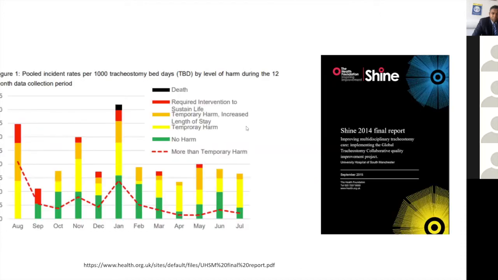Now, I wanted to bring in this 2015 publication of the SHINE document on improving multidisciplinary tracheostomy care. This is also related to the Global Tracheostomy Collaborative efforts. This is from England. What I wanted to highlight here is, if you look at this dotted line, you see more than temporary harm, and how many patients are getting more than temporary harm. Another thing to take into consideration here is death. Death happens in patients with tracheostomy as a result of tracheostomy.